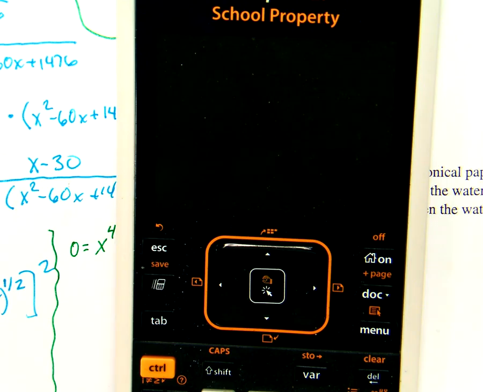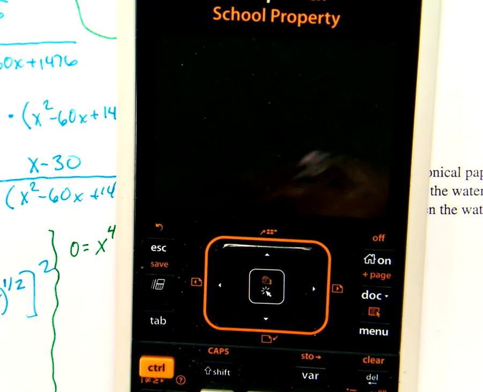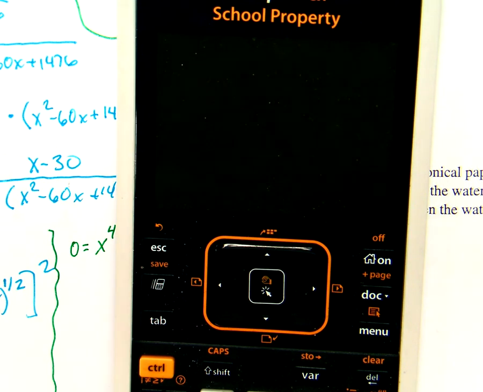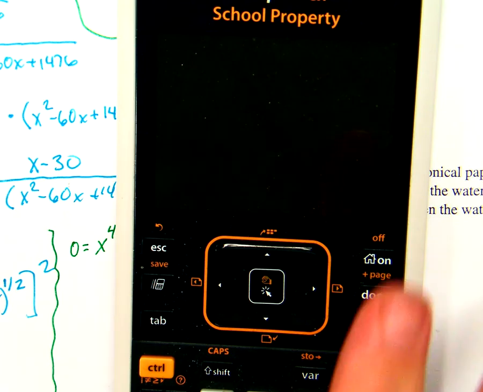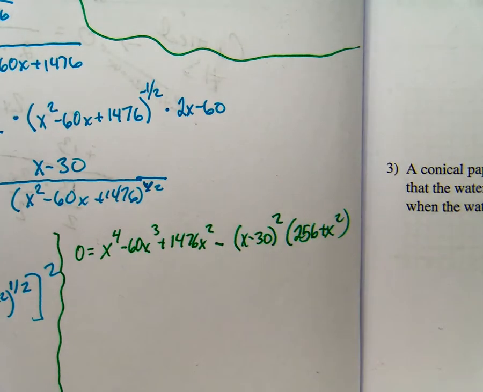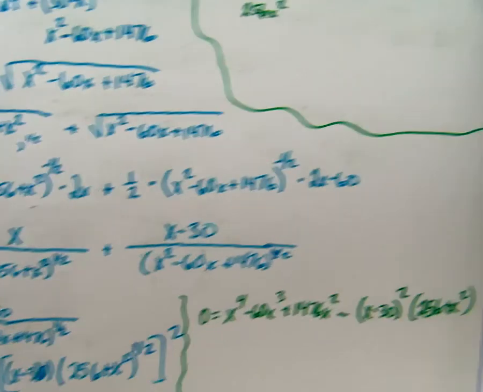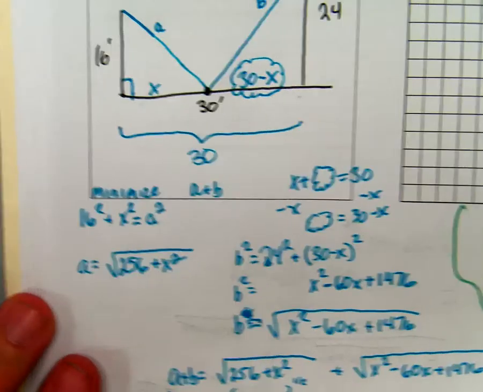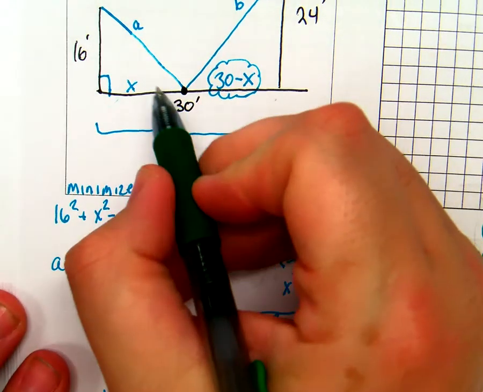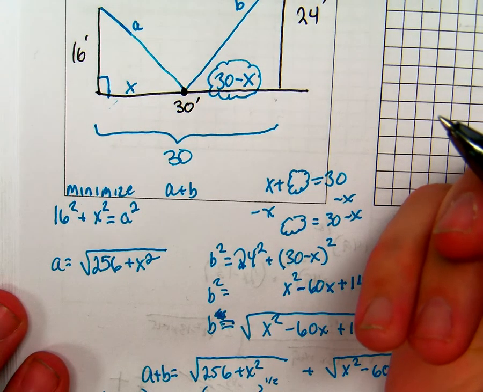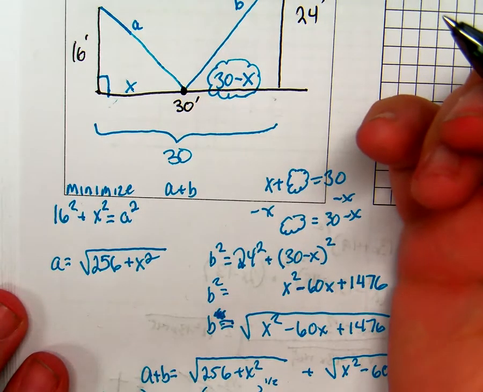Now, we figured out through this whole thing that we got x equals 12. And now, when we go back to the picture, does 12 make sense? Yes. Would negative 60 make sense? No. Because it has to be somewhere between 0 and 30. So x has to be somewhere between 0 and 30.